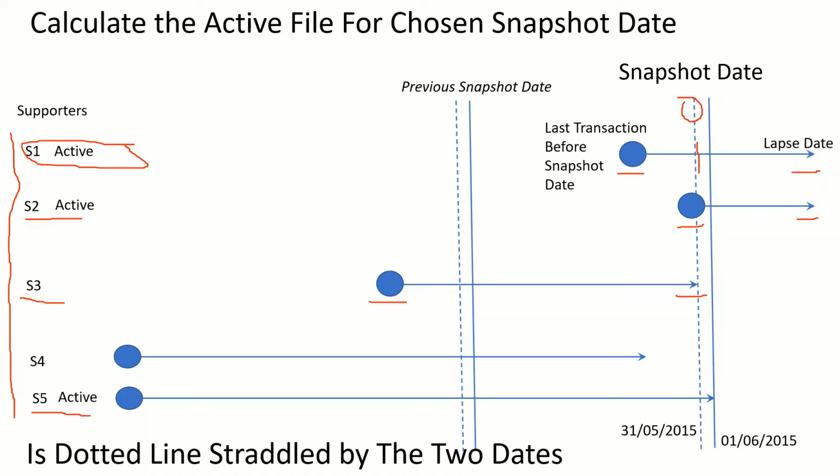And in the case of supporter 5, their lapse date was on the actual snapshot date. What that means is that going into the snapshot date, they were considered active, but they became lapsed at some point on that snapshot date.